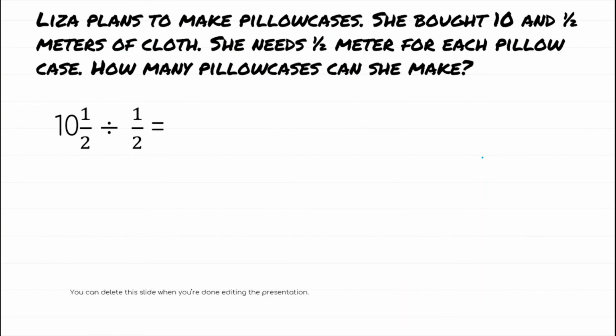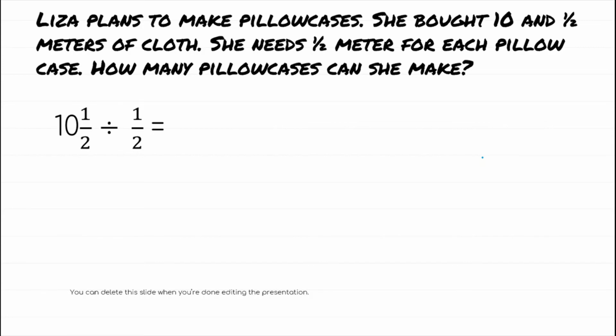And we have here another word problem. Lisa plans to make pillowcases. She bought 10 and 1/2 meters of cloth. She needs 1/2 meter for each pillowcase. Now the question is, how many pillowcases can she make? So the total meters of cloth Lisa bought is 10 and 1/2. And we are going to divide it by 1/2 to find how many pillowcases Lisa can make.